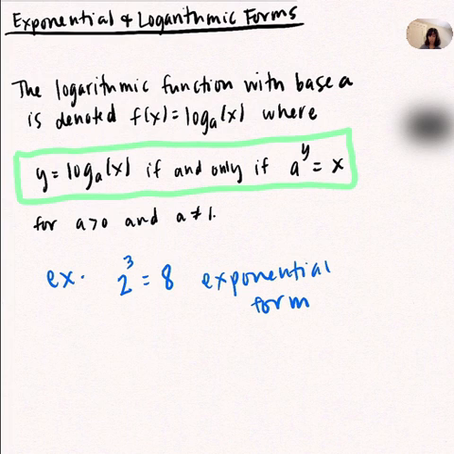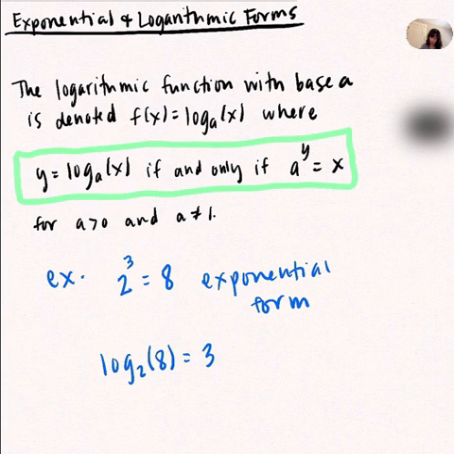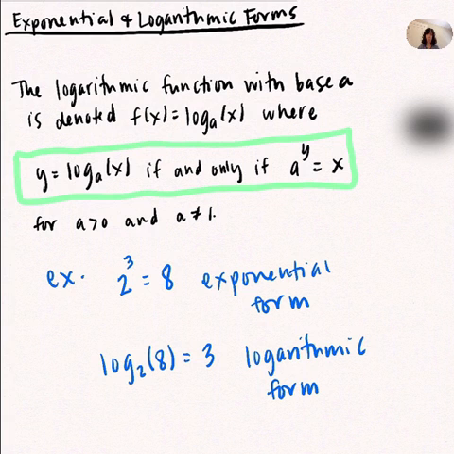If we wanted to write this in logarithmic form, we would write log base a, the number that's in the base here, so 2, of x, the number that's the output, so 8, equals 3. So this is called the logarithmic form. We're going to look at a couple of examples where you go between logarithmic form and exponential form.